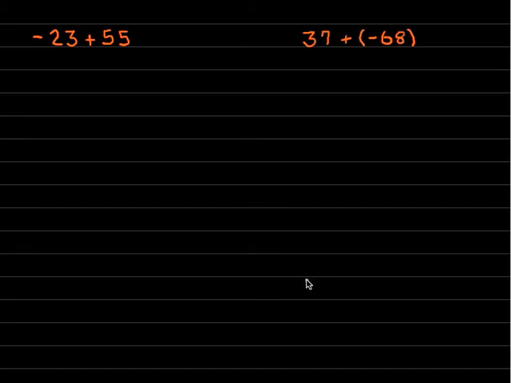In this video, we're going to take a look at adding positive and negative integers. Let's take a look at this first problem. Negative 23 plus 55. The process we use for adding negative and positive integers is this.